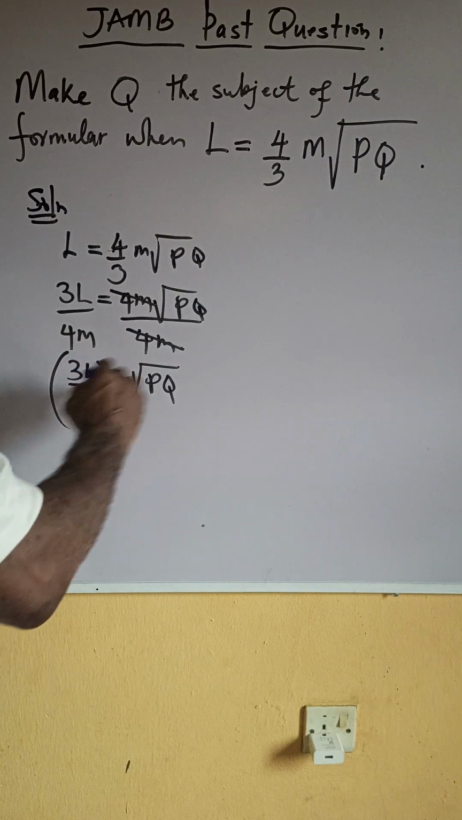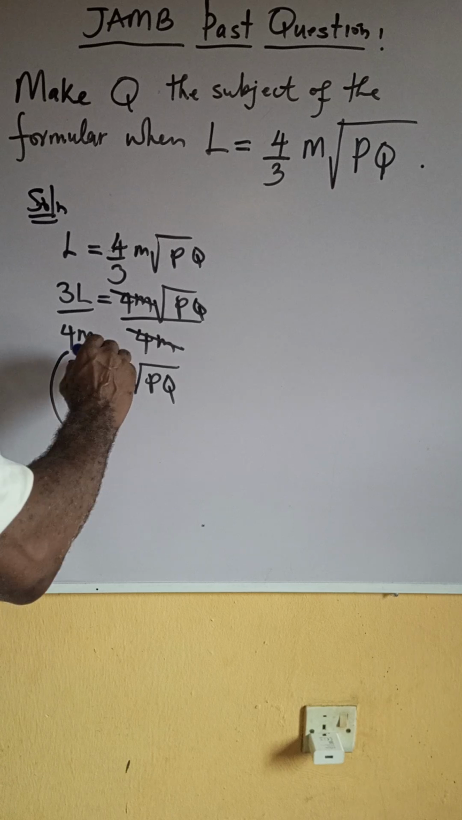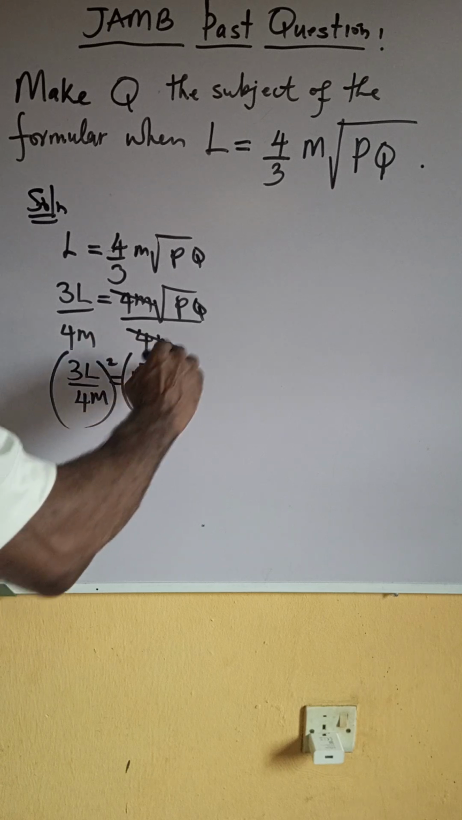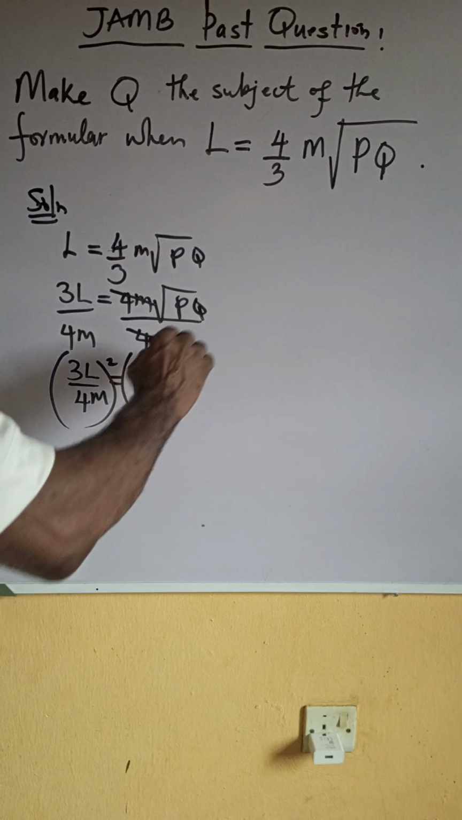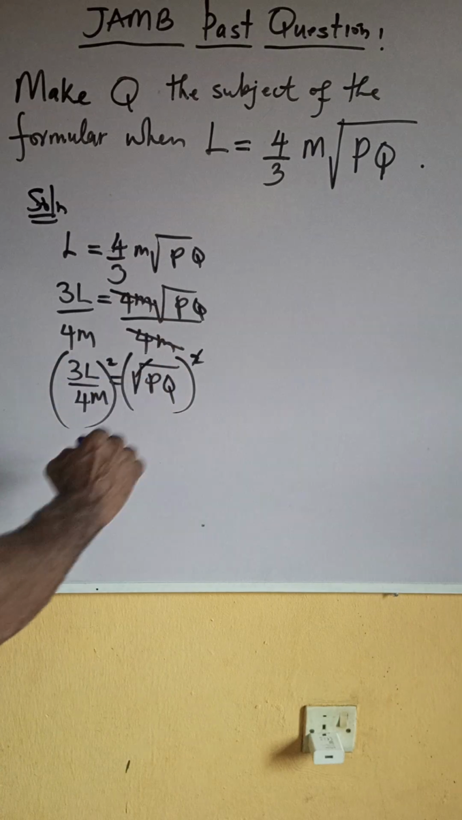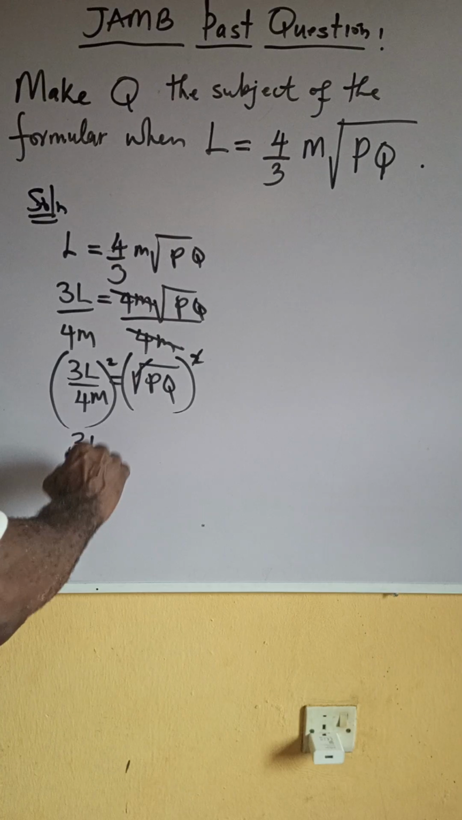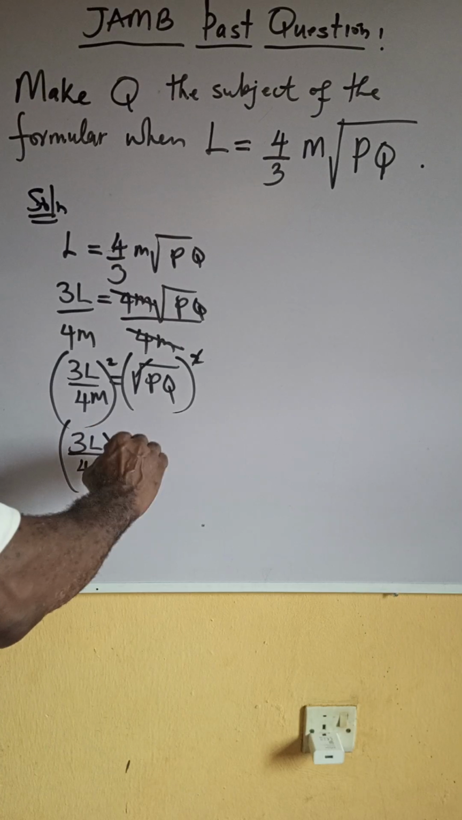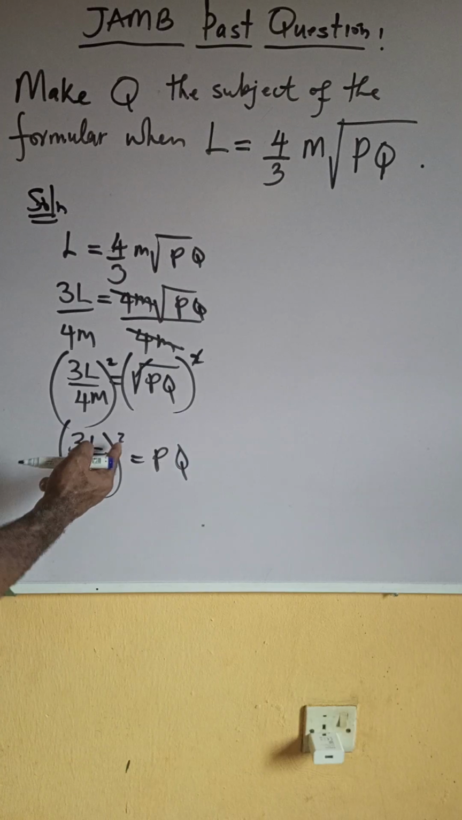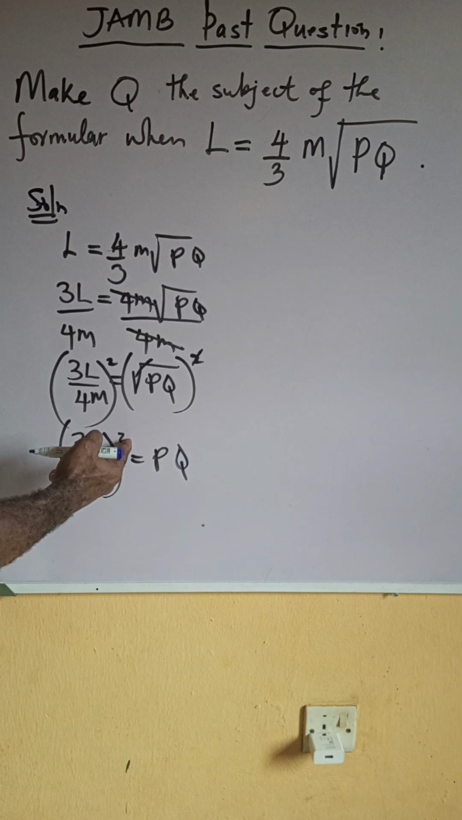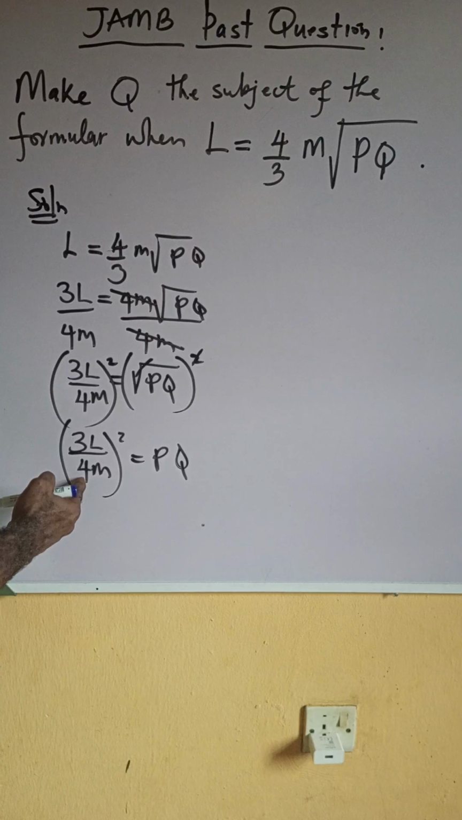So that's 3L over 4m all squared is equal to root PQ all squared, okay? Now, to cancel this square root sign, we now have 3L all over 4m all squared equal to PQ. Is that clear? Now remember, this square is affecting both 3 and L, even 4 and M.